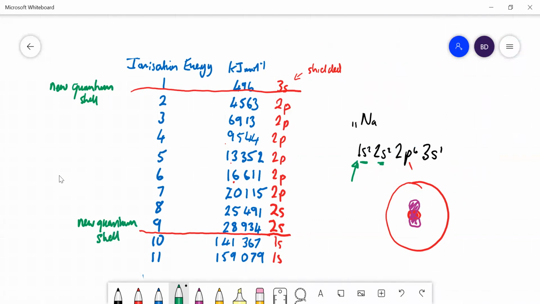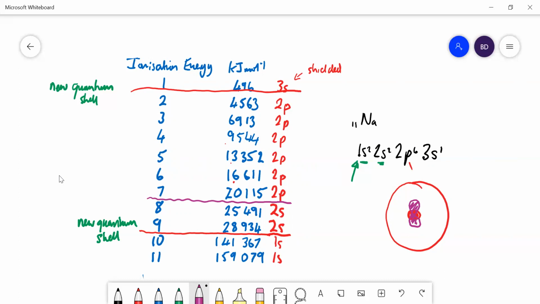Okay, let's see, can we see anything going on when there's a jump between 2p and 2s? Can we have a look at that? Well, you can't really, can you? Because it goes up 4 and a bit. There doesn't seem to be any real jump there at all.